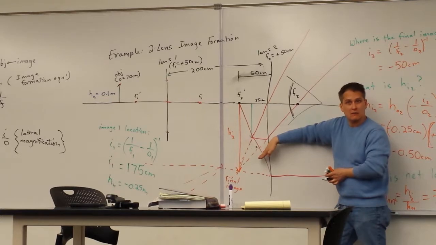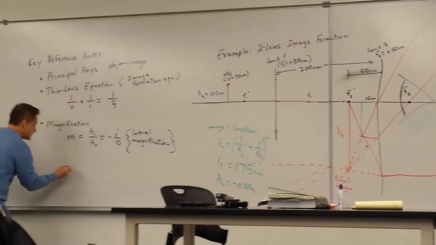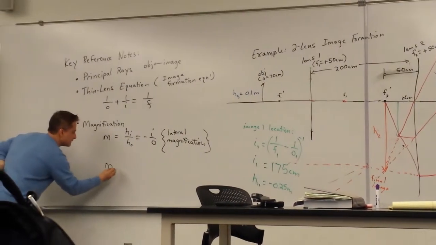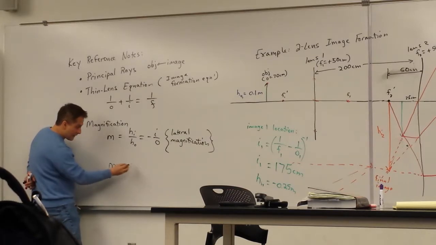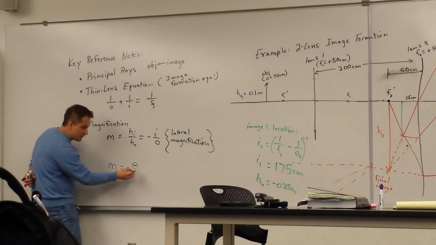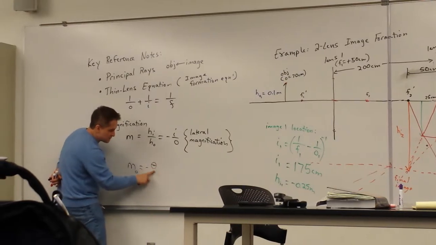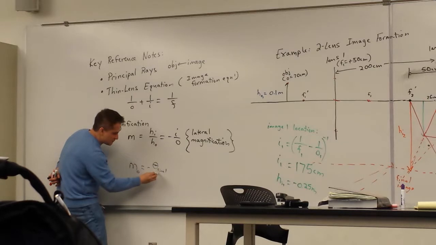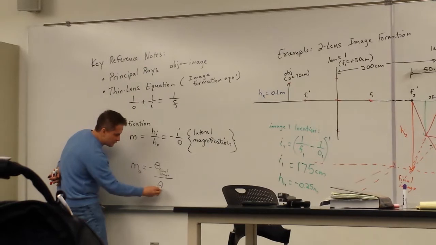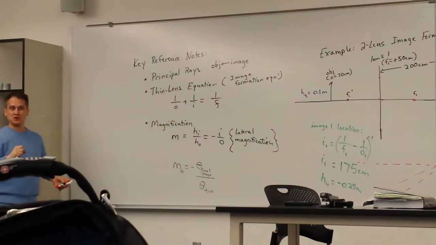So how might we determine how big the actual object looks? You get the angular magnification, call it m theta. We just take the ratio. It's got to be a negative, but we take the ratio of the angle of the final image, so in this case, the angle of I2, the final image, divided by the angle of the object, the original object. So that ratio, as you look at it angularly, will tell you how big or small something looks.